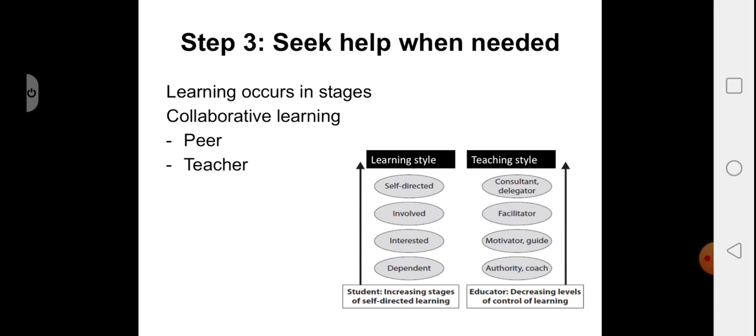So at each stage you can see that there is a role of an educator. When he is dependent, the teacher is an authority figure, and as he becomes involved, the teacher becomes a facilitator, and once he is self-directed, even then the teacher acts as a consultant or as a delegator.